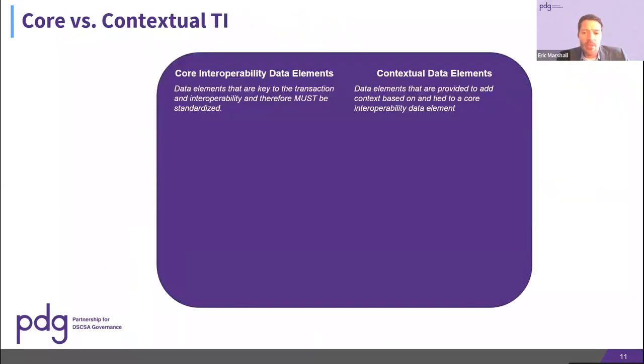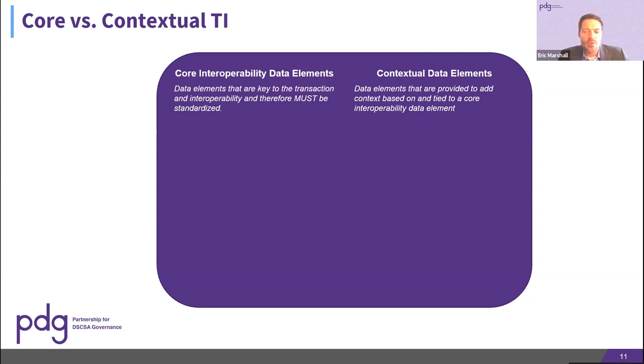So I want to jump in then to our first topic and start to pull our colleagues and panelists into the conversation here. The first notion that is spelled out and teed up in the blueprint that's important to understand is this notion of core interoperability data versus contextual data.